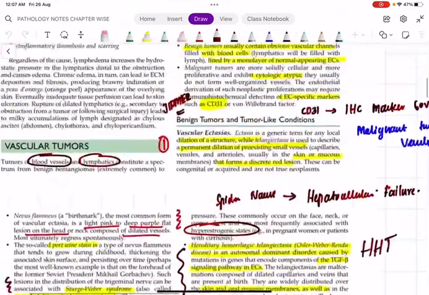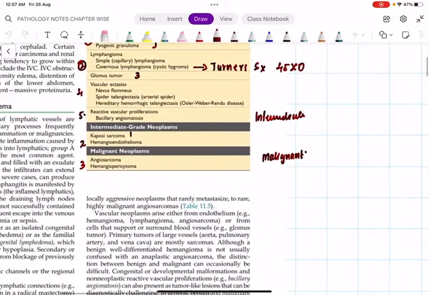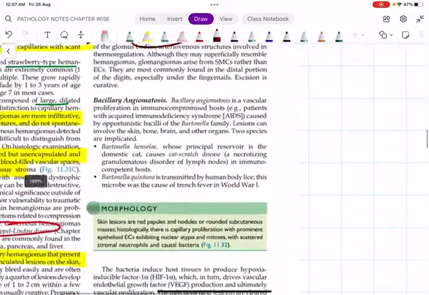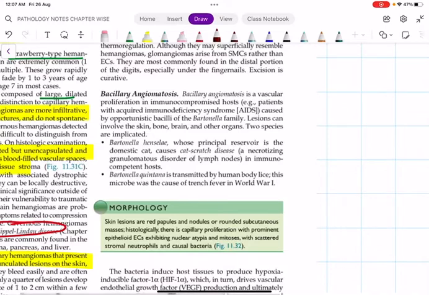Then in the classification we have reactive vascular proliferation. The one which belongs to this class is bacillary angiomatosis. Remember, this is a vascular proliferation in response to an infection in an immunocompromised individual. This is caused by Bartonella henselae and Bartonella quintana. So these are the two species. Bartonella henselae causes cat scratch disease. In cat scratch disease, what is the type of granuloma? Can you recollect and tell? It is a stellate granuloma, a star-shaped granuloma.